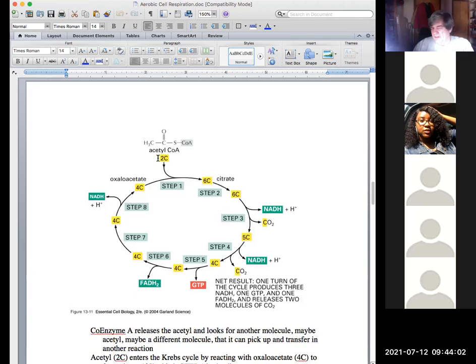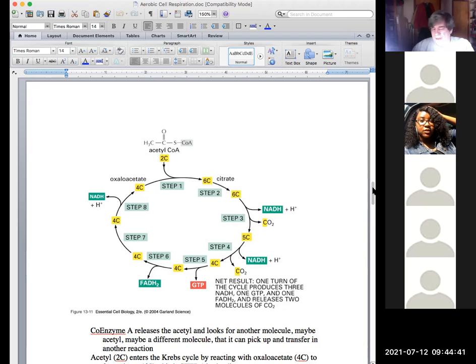So acetyl, which has 2 carbons, is going to get carried by CoA, and it's going to get dropped off at the Krebs cycle. So when we look at the Krebs cycle, acetyl reacts with oxaloacetate. Acetyl has 2 carbons, I'm sorry. Oxaloacetate has 4. And in the first reaction, they combine to make a 6-carbon compound called citrate.